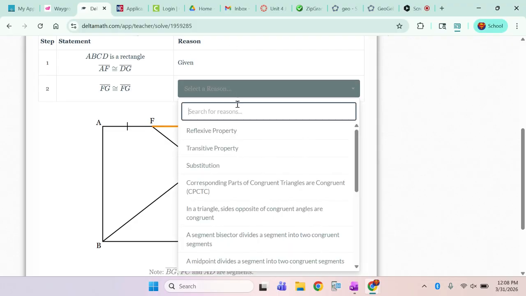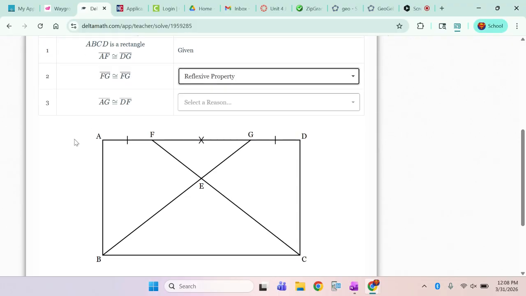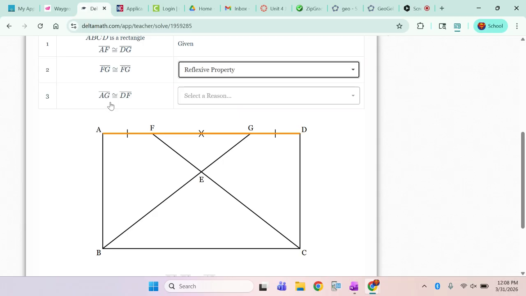Reflexive property, good. Now, from there, they say that AG is congruent to DF. So AG is congruent to DF. All right, so why is that true, Dylan?